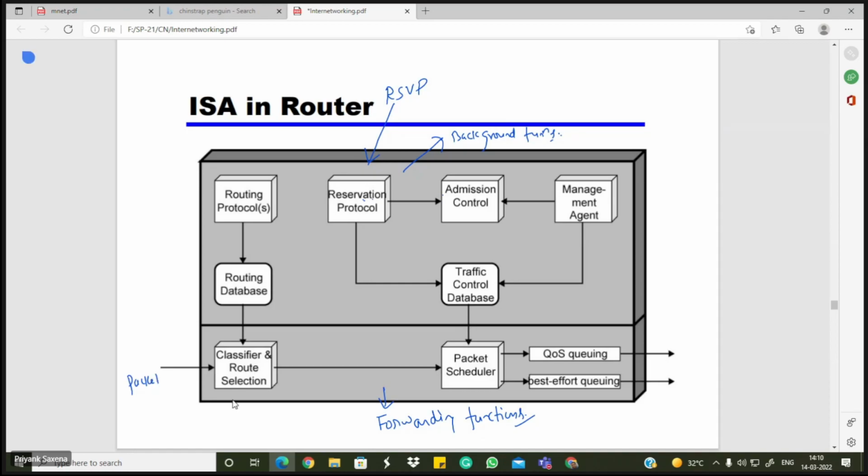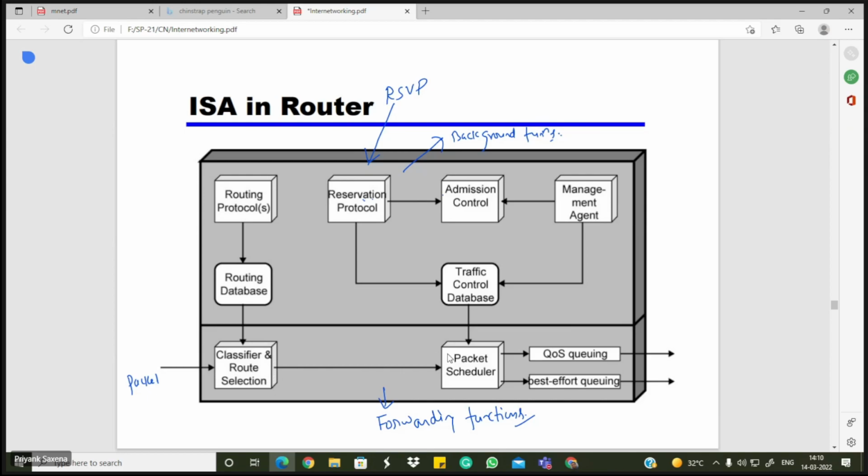So here we have a classifier and route selection. It is updated from the routing database. Here the packet is being classified into different classes based on the requirement of the application. A packet is classified into multiple classes, and based on which particular class it belongs to and which particular service that class requires, the route for that particular class is selected.